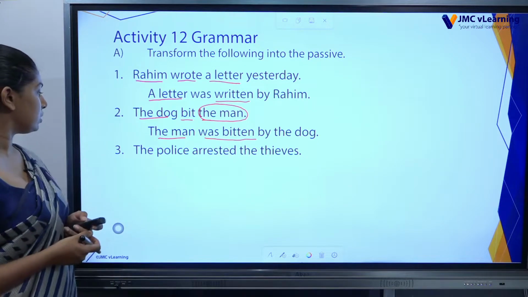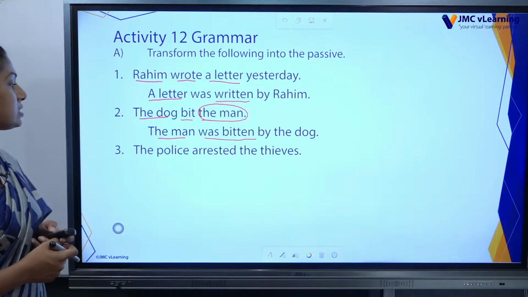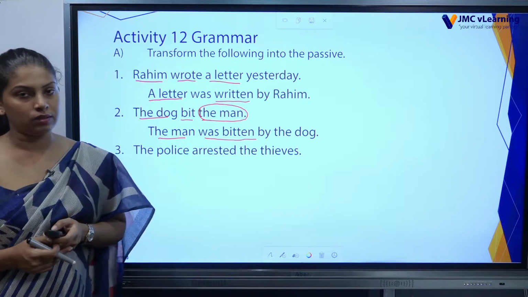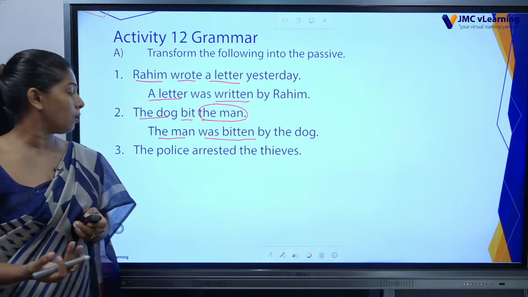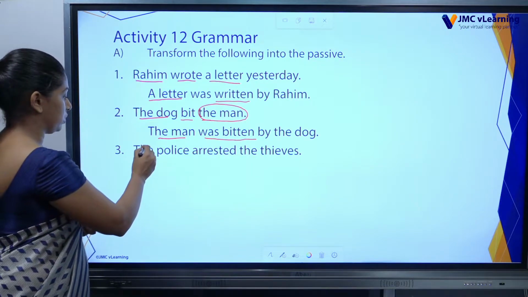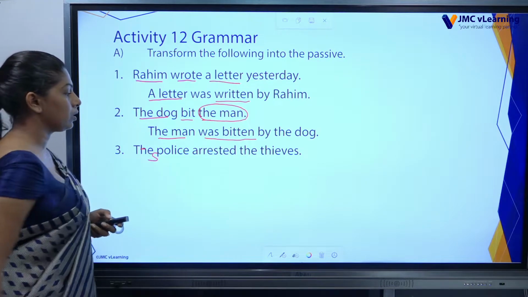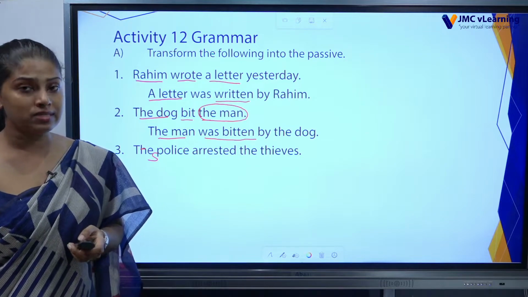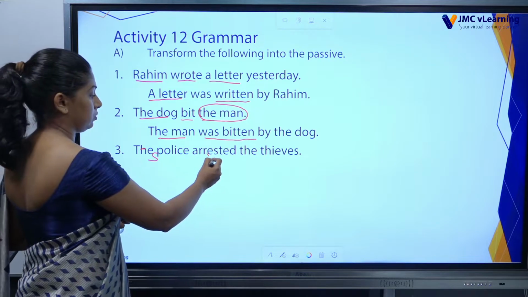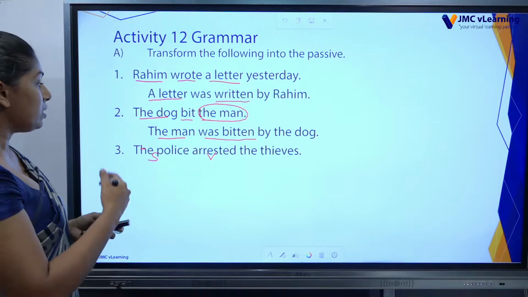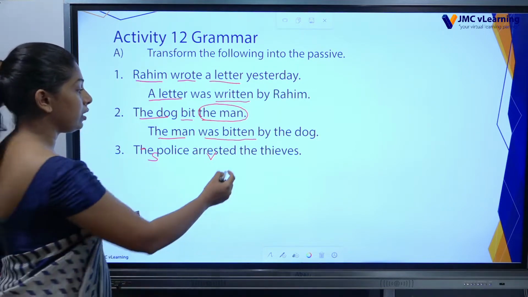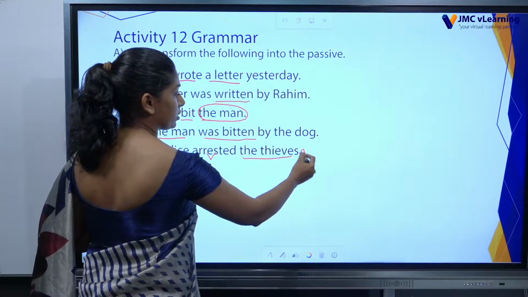Then let's move to the third sentence. The police arrested the thieves. Who arrested the thieves? Police. So that is the subject. Then what have they done? Arrested, that is the verb. The police arrested whom? The thieves. Then that is the object.